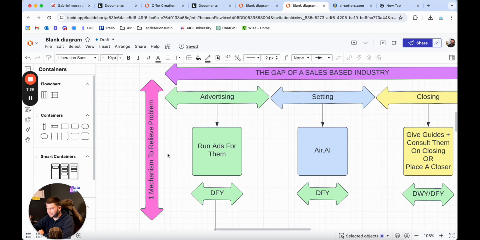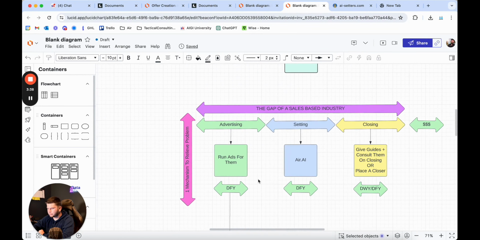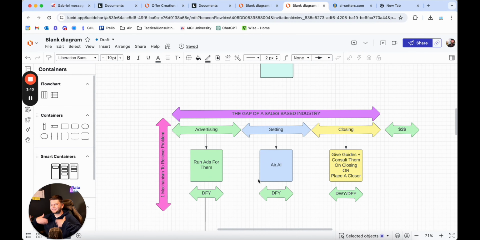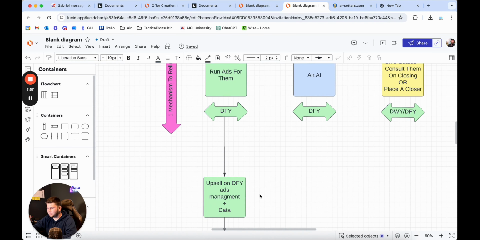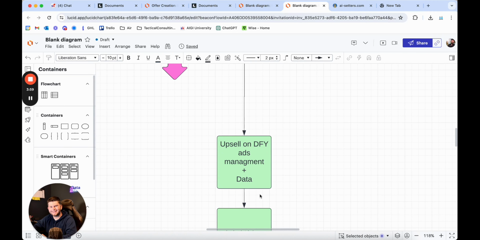So with these done for you ads, when you offer done for you ads as part of your offer, you can't sustainably sell an ad infrastructure. You can't place these media buyers. They've got to be in-house and they've got to work for you to run their ads. So what you do in your offer is you sell the done for you ads as a one month bonus. It's a bonus, so it's free for the first month. Then on the second month, you can upsell them on ads management and data.